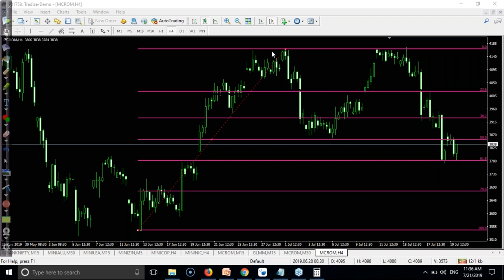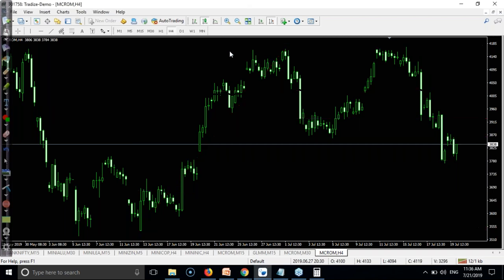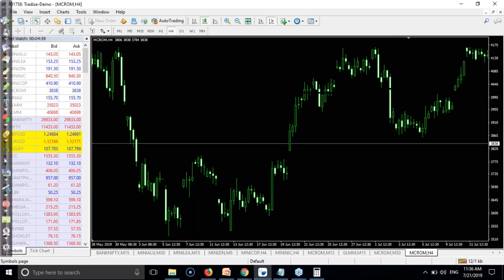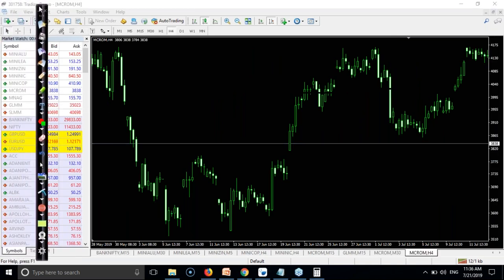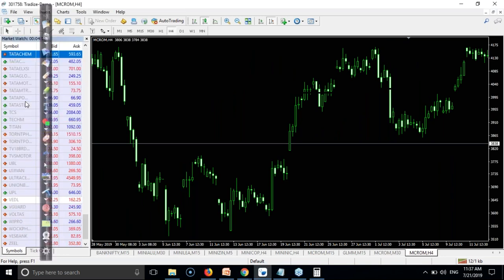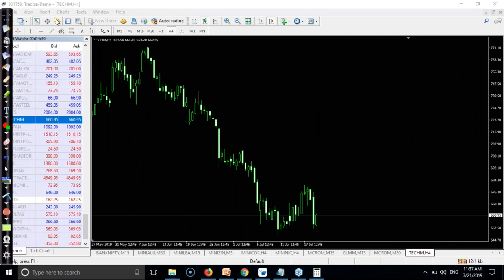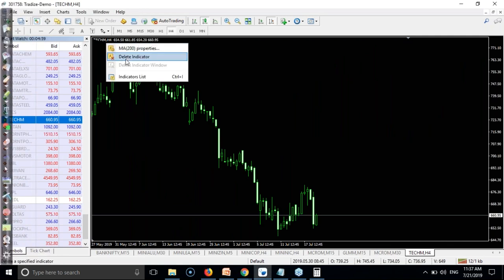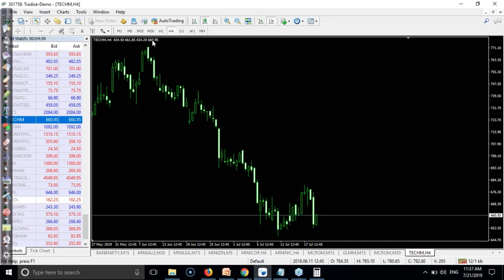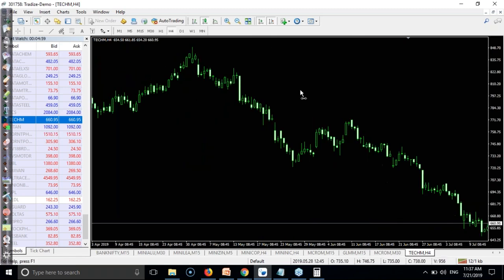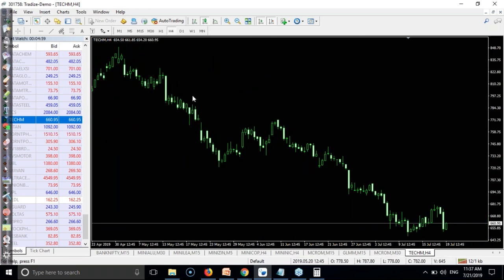How to find support and resistance? Okay. Give me the Tech Mahindra. This is Tech Mahindra, right? Let me delete this one. Okay, so let's check it. This is the Tech Mahindra chart. Have you seen? Now let me show you Tech Mahindra.